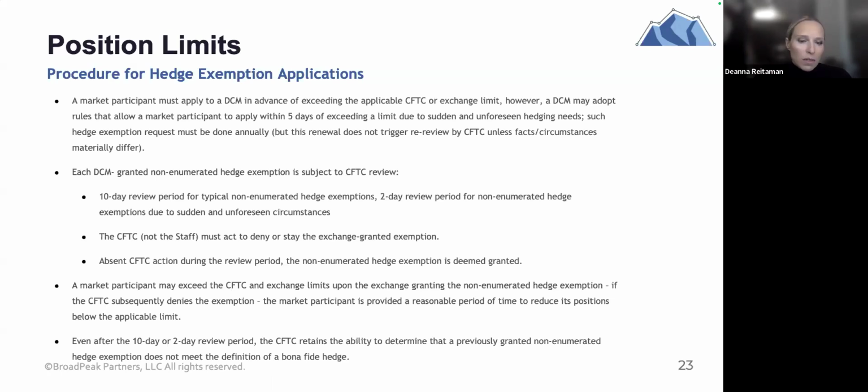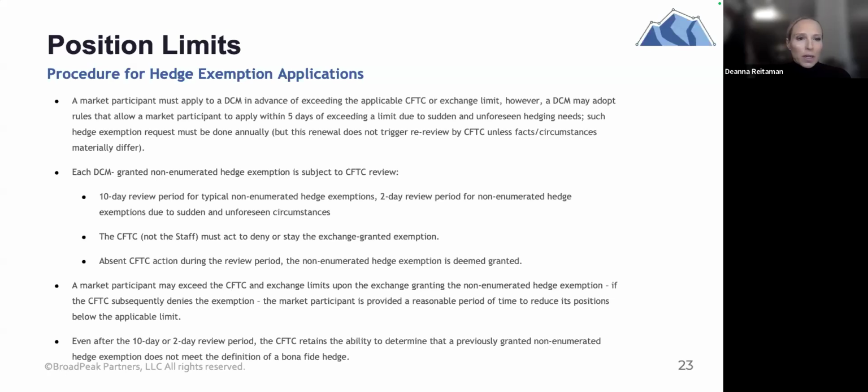So if you have no action from the CFTC, that's usually the blessing, right? And you may exceed, as a market participant, the CFTC and exchange limits when you get that blessing or that granting of the exception. If the CFTC denies the exemption after the fact, then they do understand it's going to take you some time to unwind your position. You'll have a reasonable time to reduce your position. But like I said earlier, even outside that 10-day period, the CFTC can later on say, hey, listen, this isn't right, and then ask you to come back and reduce your position.